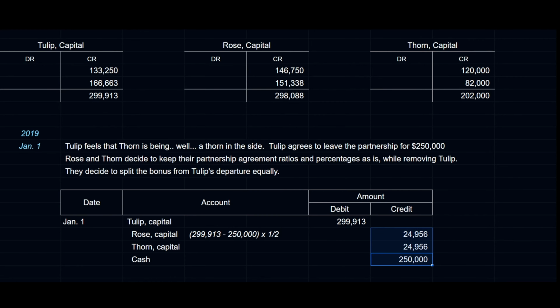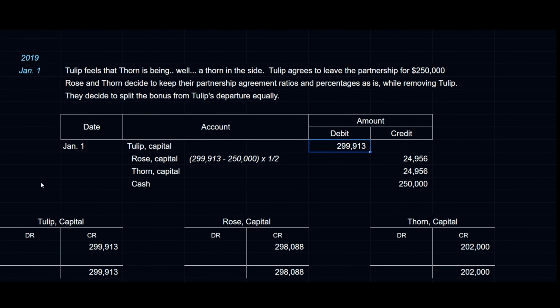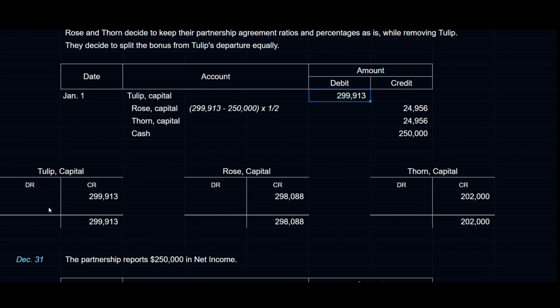Now, if we add up the credits, we get $299,913, and the total debits are $299,913. To update the capital accounts, we would see the following as a result of this transaction. Tulip's account goes to 0, and Tulip is effectively removed from the books. Rose's capital balance, however, will increase, and so will Thorn.